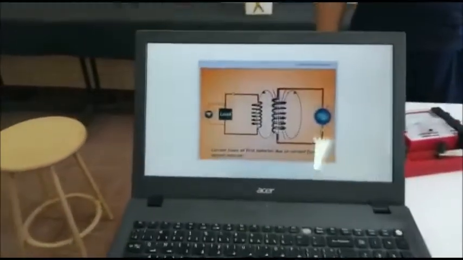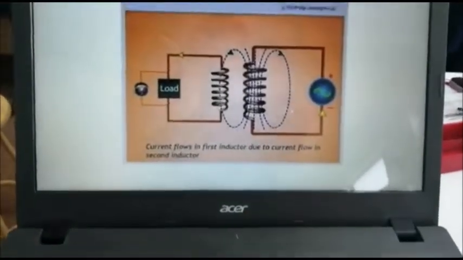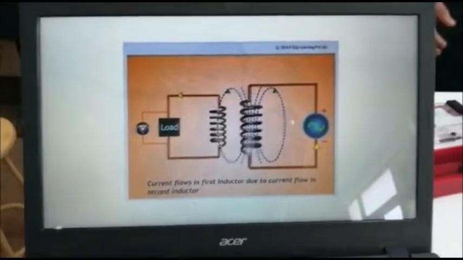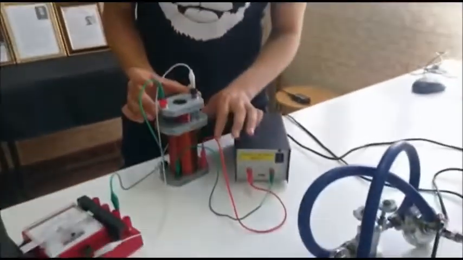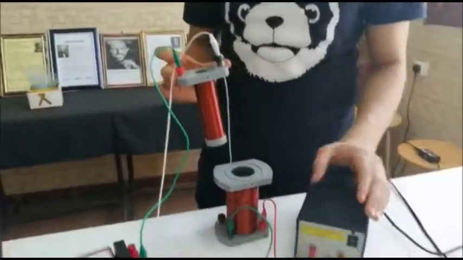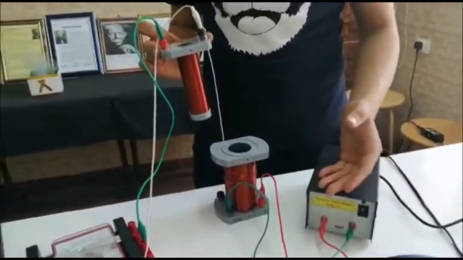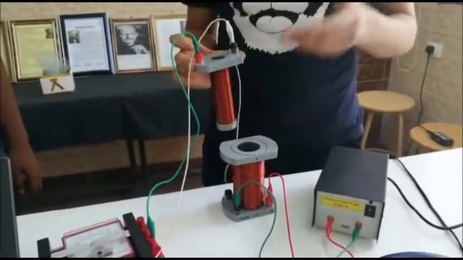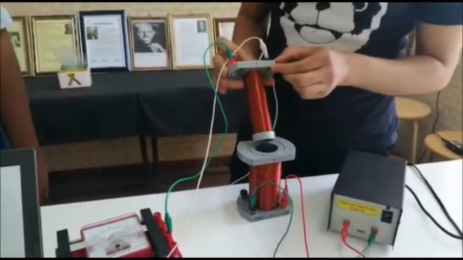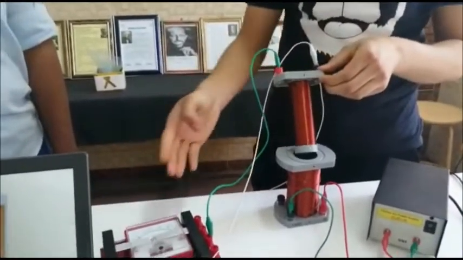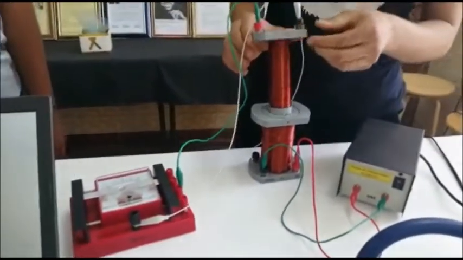We will learn about mutual induction. Mutual induction is the use of an EMF in the secondary coil from an AC current in the primary coil. Here are our coils. Here is the primary coil connected to the AC power supply to give the alternating current, and here is the secondary coil connected to the load or a voltmeter to measure the induced EMF.